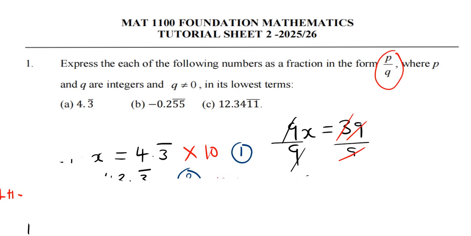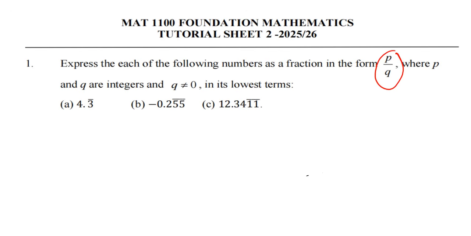Okay, we come to B. We're going to let x be equal to negative 0.255 repeating. So look at where the point is. Our target is to make sure that the point is very close to the numbers that are repeating. So in this case, the point is supposed to move one step forward. I'm going to multiply by 10 on both sides.